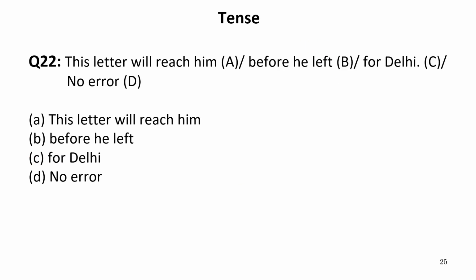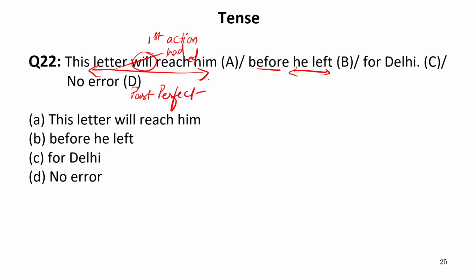The letter will reach him before he left for Delhi. Now, whenever we have a conjunction like before, we make the sentence in 2 clauses, this clause and the preceding clause. The preceding clause depicts the first action, and the first action, according to the combination, should be formed in past perfect tense. Now, in this clause, we have will, which is incorrect. It should be the letter had reached. Now this will be in past perfect tense, so the remaining will be in past indefinite tense.